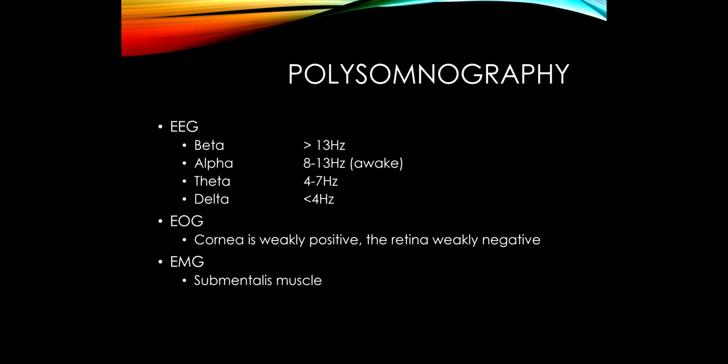We do an electrooculogram, where we put an electrode on either side of the eye, because it turns out the cornea is a little positive, the retina is a little negative, and so by putting electrodes here, we can see what the eyes are doing. And we do EMG, usually over the submentalis muscle. This is not with a needle in the muscle, but we can put a surface electrode over the muscle.